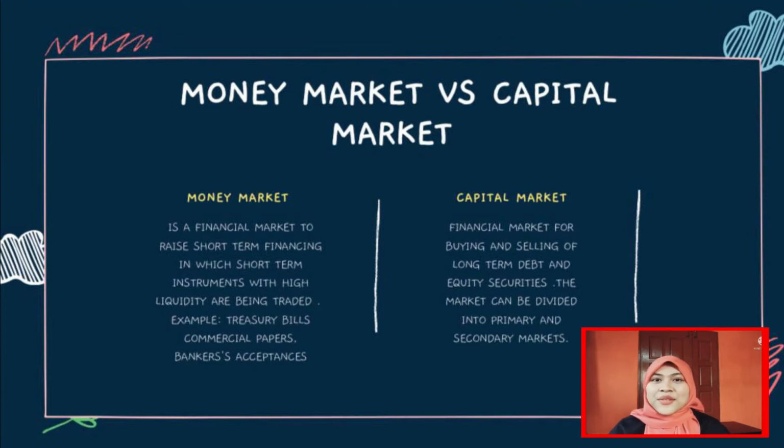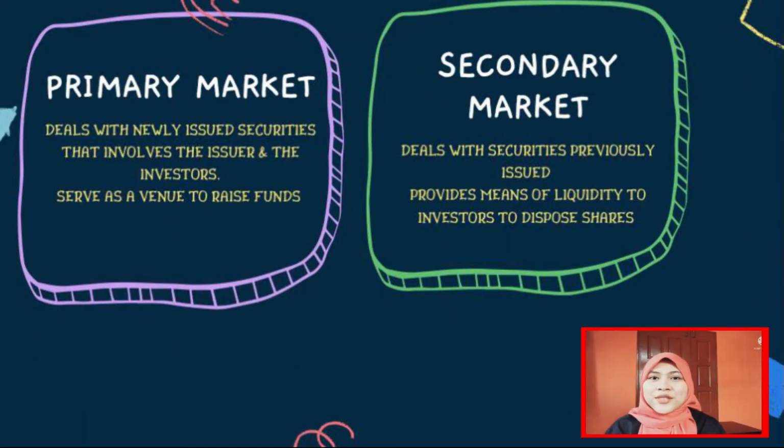Capital markets. Financial market for buying and selling of long-term debt and equity securities. The market can be divided into primary and secondary markets. Primary market deals with newly issued securities, where the issuer and the investor serve as a venue to raise funds. Secondary markets deal with securities previously issued, providing a means of liquidity for investors to dispose of shares.